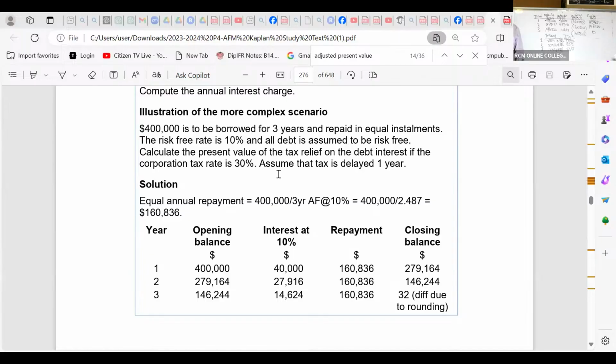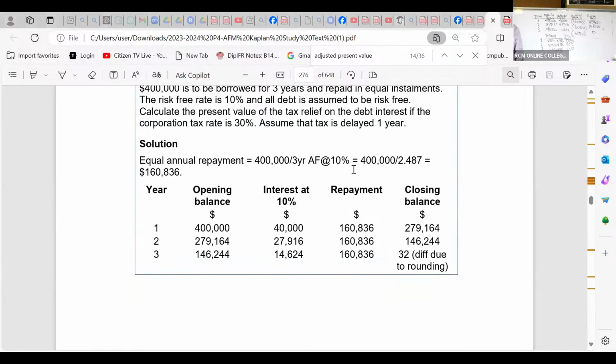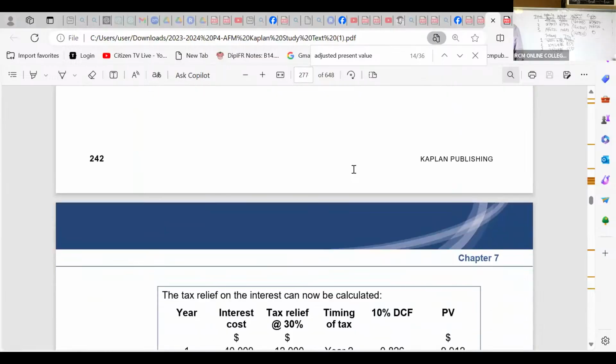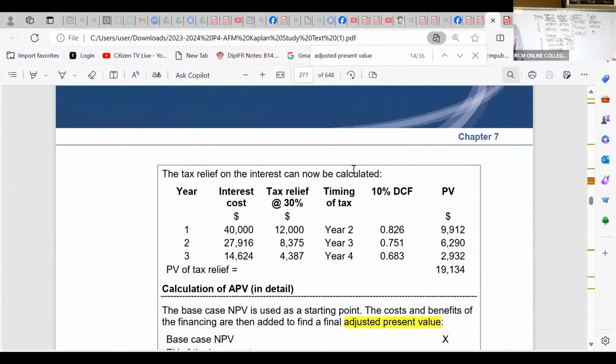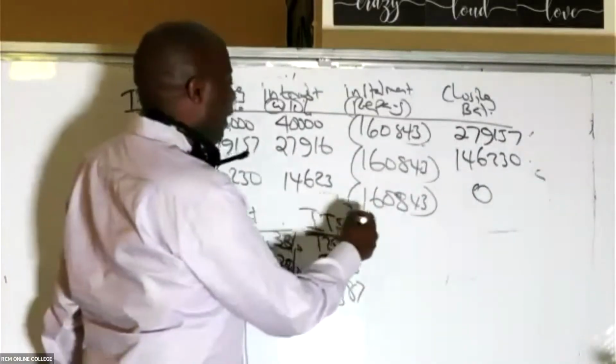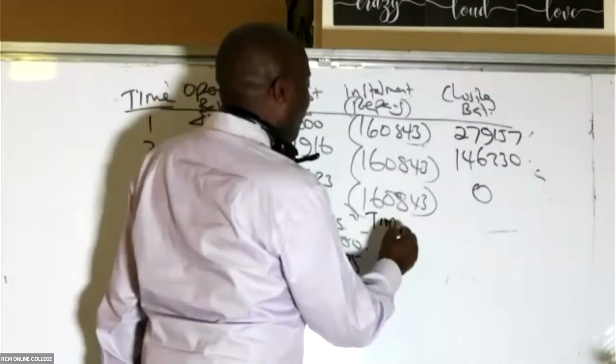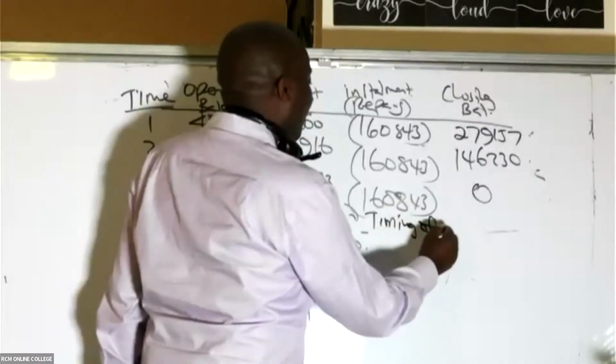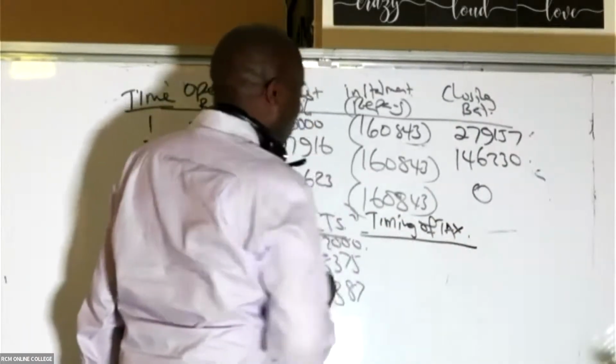But you can see this thing. Assume that tax is delayed 1 year. Whenever tax is delayed 1 year, there are many ways of doing this. I like the approach here. With the tax being delayed by 1 year, the approach is very good. Look at what they have, a column here for timing of tax. I liked this so much in the morning when I looked at this question.